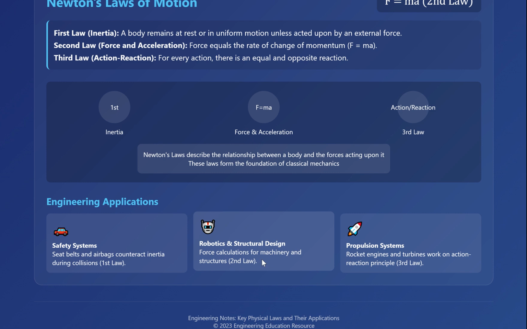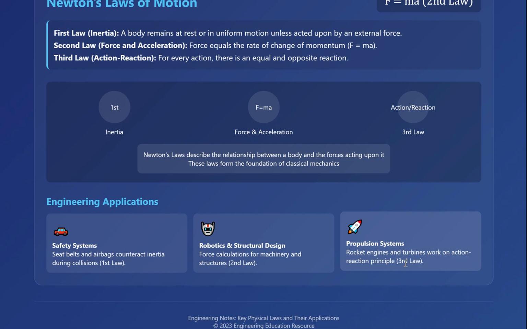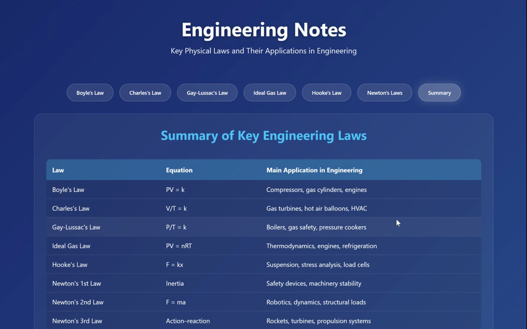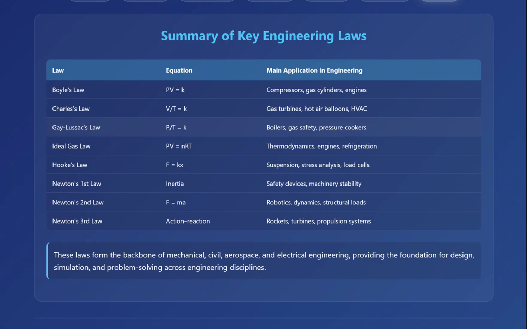You can look at the second law. You can also apply it in propulsion systems like rocket engines and turbine engines to understand how they work on the principle of action and reaction.